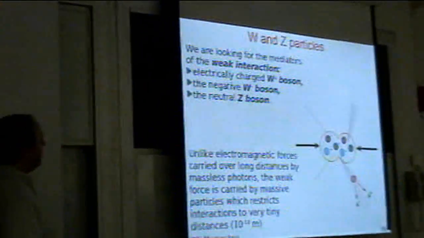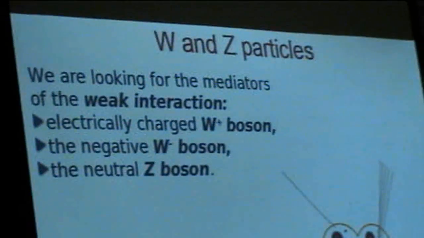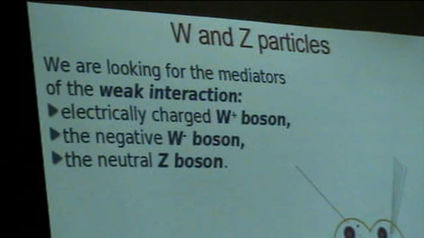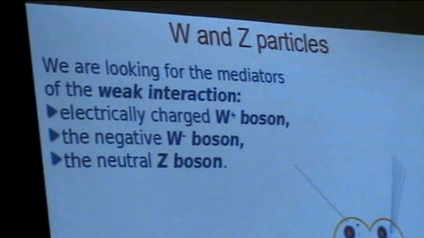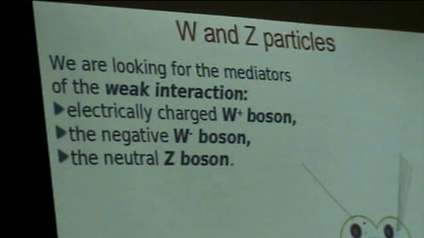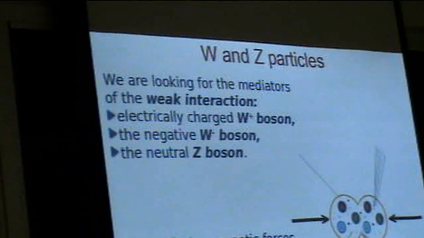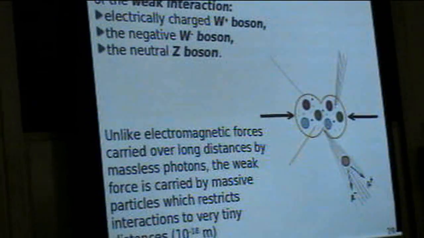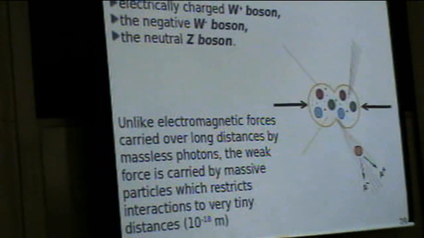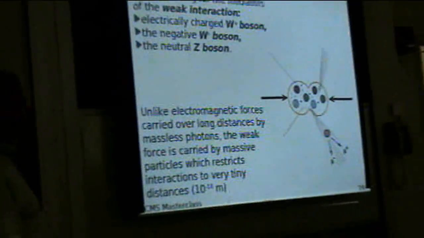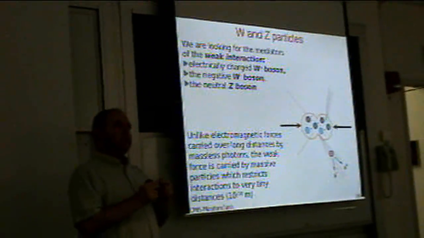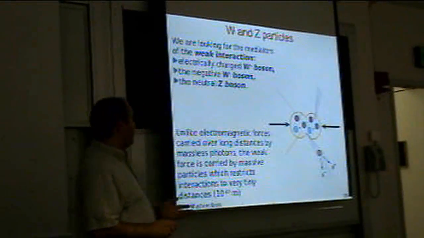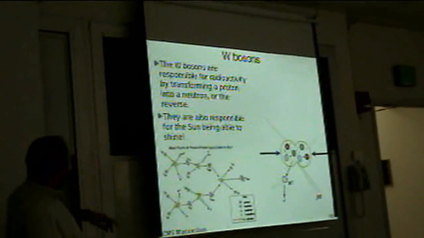So let's concentrate more on these W and Z particles. We said that they are the mediators, the ones responsible for carrying the weak interaction, and there are three of them. You can have a W that is positively charged or negatively charged, and then the Z, which is just neutral. We also said that the range of interaction is very, very short. So these Ws and Zs are produced in very high energy collisions, and then immediately decay.